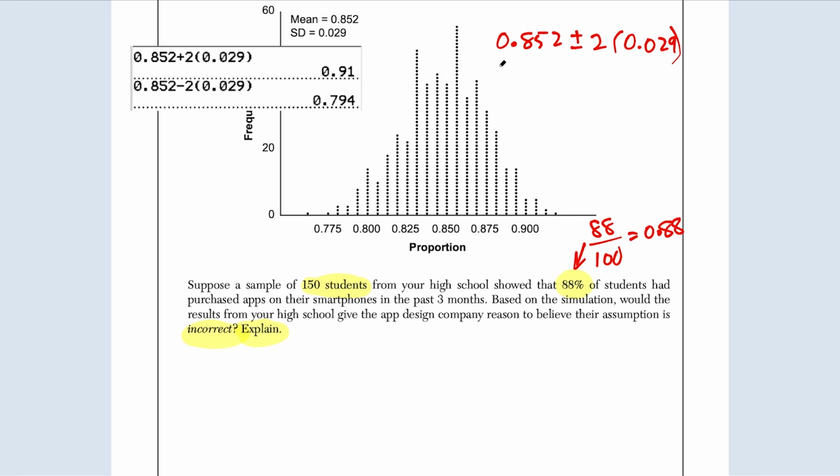Now let's just record the result. We have a confidence interval going from 0.794 up to 0.91. So now think about the question again. We're trying to see, based on the simulation, would the results from the high school give the app design company reason to believe their assumption is incorrect? Well, the 0.88 is between these two numbers here. So this result is totally reasonable. We would say, no, the app design company has no reason to believe their assumption is incorrect because 0.88 is in this confidence interval.